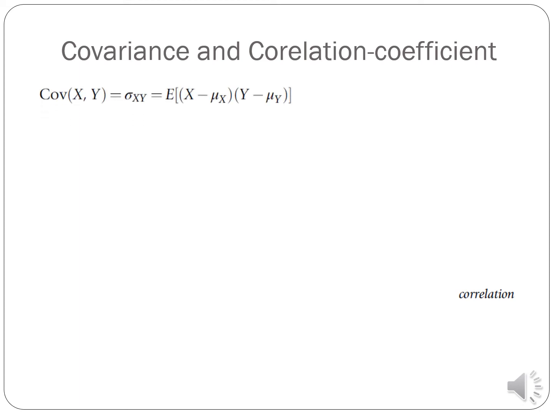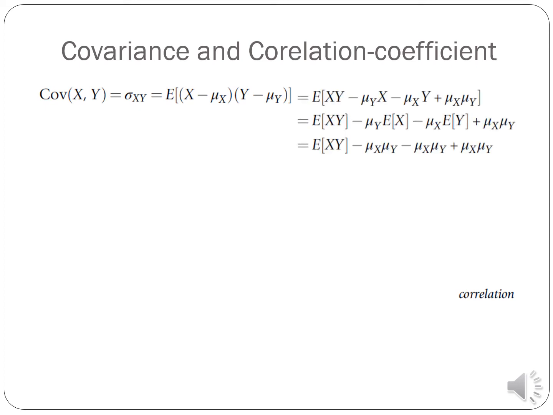For covariance, covariance is defined like this, which is the expected value of x minus mu x into y minus mu y. So if we want to derive this, we can rewrite the expression like this. For example, here we have two terms. We can simplify. We can write them in this format, and we can distribute this expectation operator on each of these four terms.